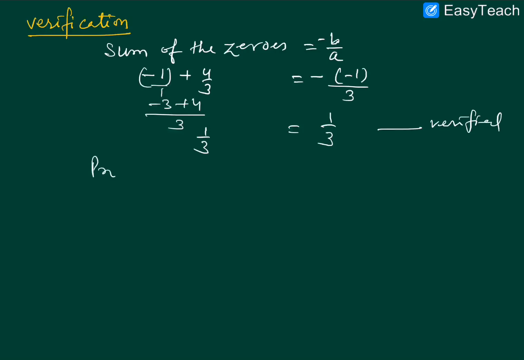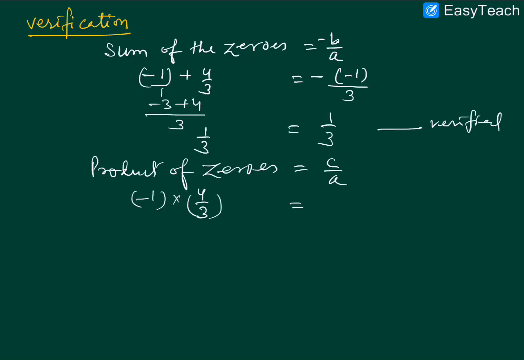And similarly product of zeros, which is given by c by a. Here product of zeros is minus 1 into 4 by 3, and the value of c, what is the value of c? It is minus 4 by 3. On the left hand side the product is minus 4 by 3 and also on the right side it is minus 4 by 3. Hence this relationship is verified.